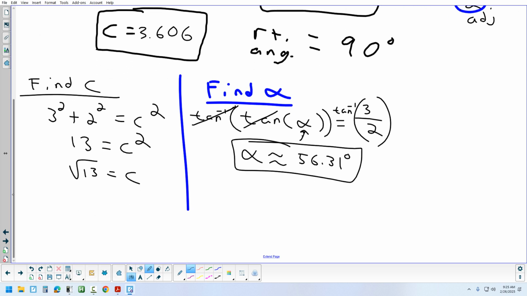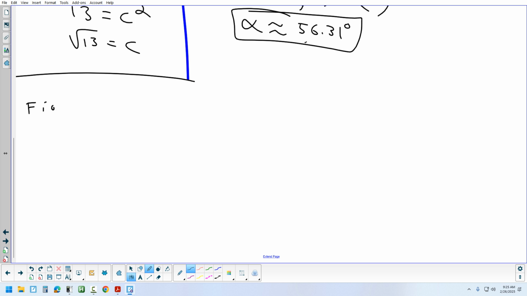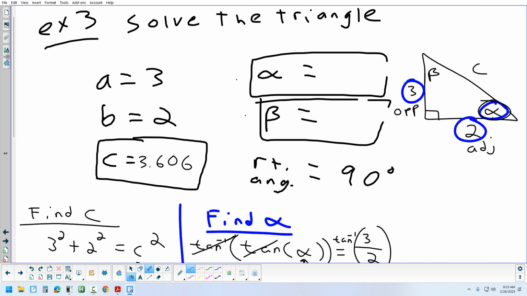Okay. Subtracting that from 90 is not the best way to do it, because if you get that wrong, then you're going to get beta wrong. Right. So let's find beta. And let me circle everything we're going to use. Beta, 2, and the 3.